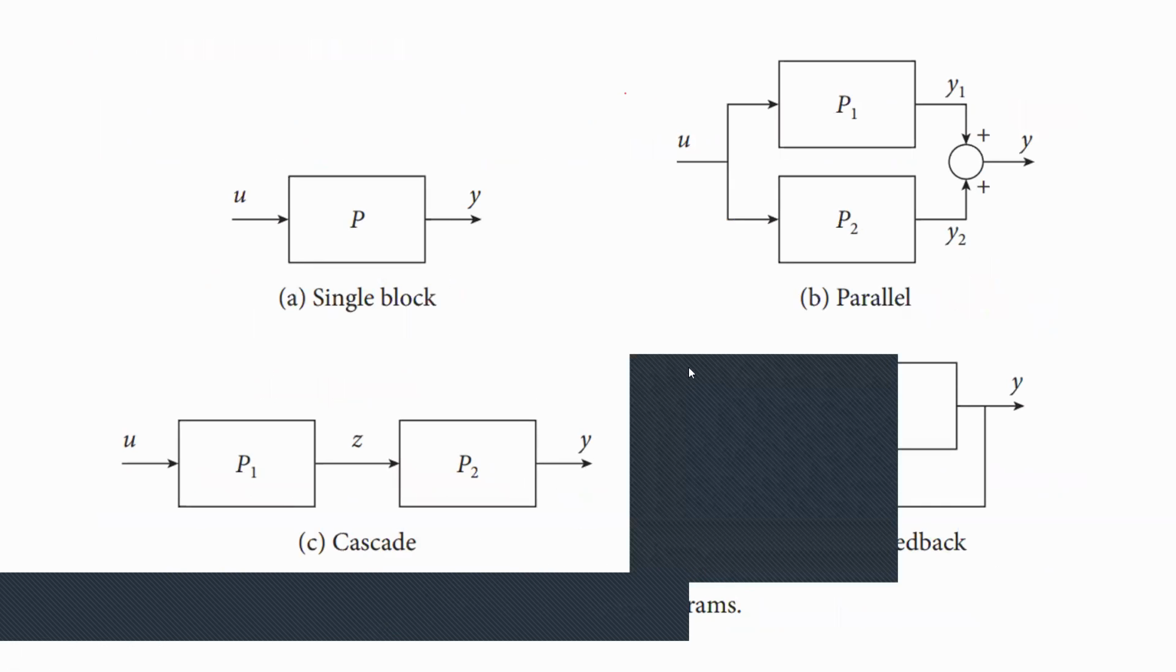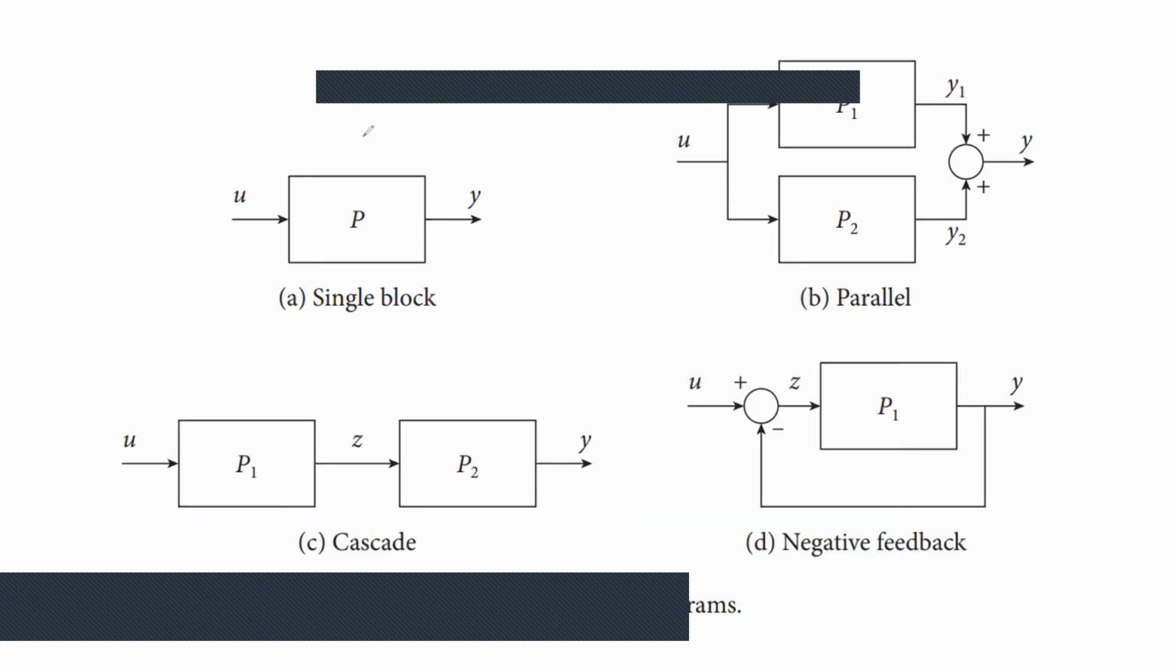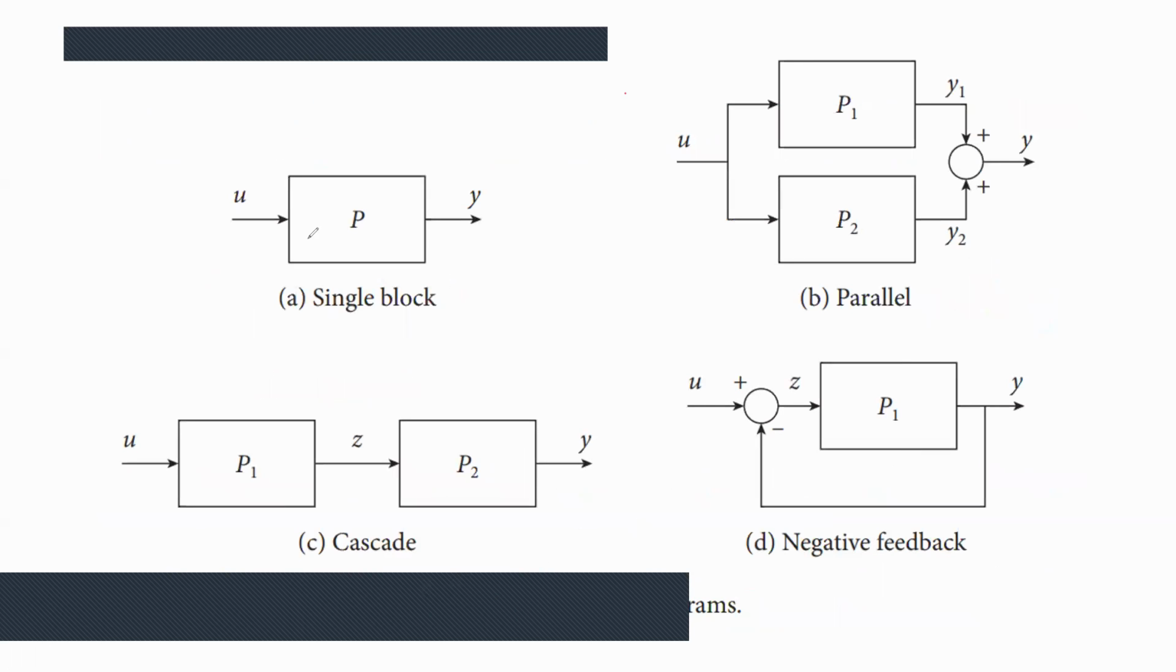So we can have the parallel, the systems, the subsystems or components, arranged in parallel and in cascade format, and also in a negative feedback format. We will now discuss these block diagrams.